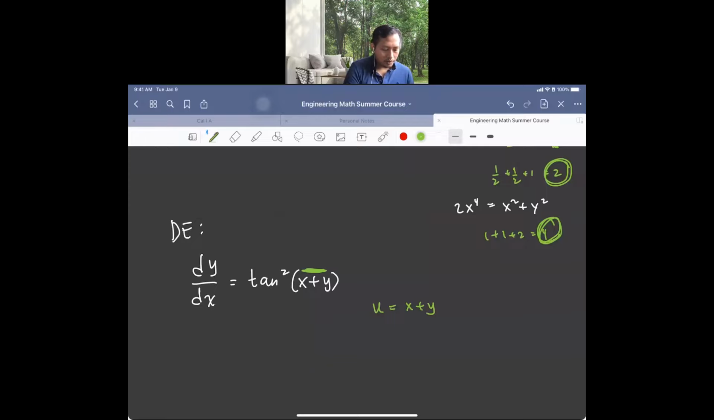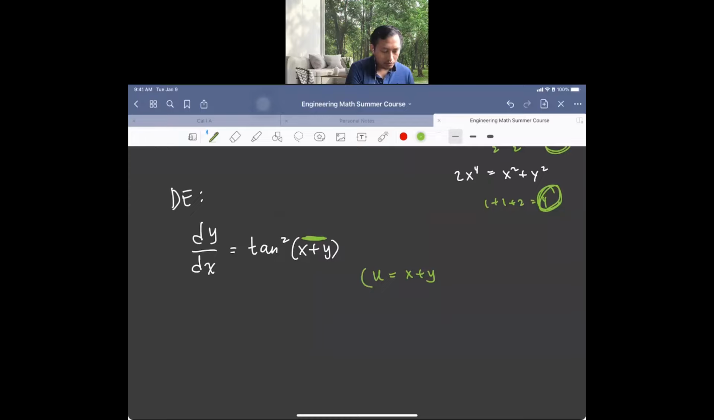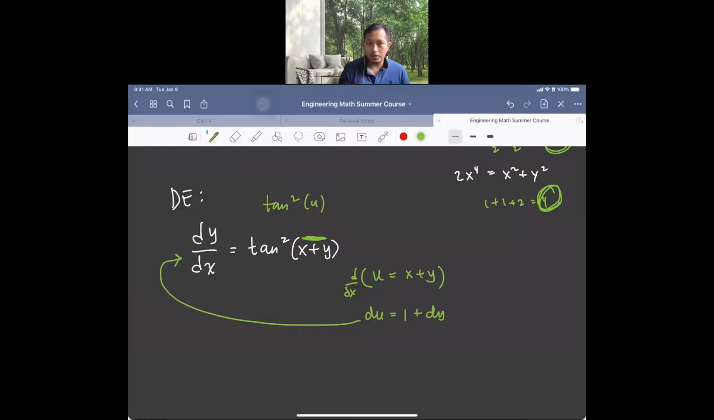And what we are going to do here is usually differentiate with respect to x. So we will have du/dx = 1 + dy/dx. And then from this connection, we can also try to solve and substitute. And you will have tangent squared u, right? And then the tangent squared u, you can use some trigonometric identity also to simplify it.